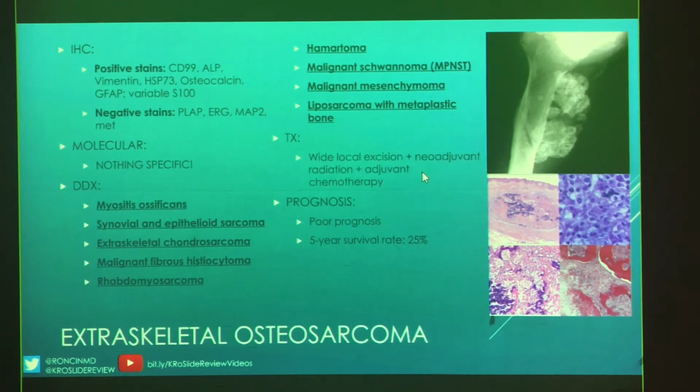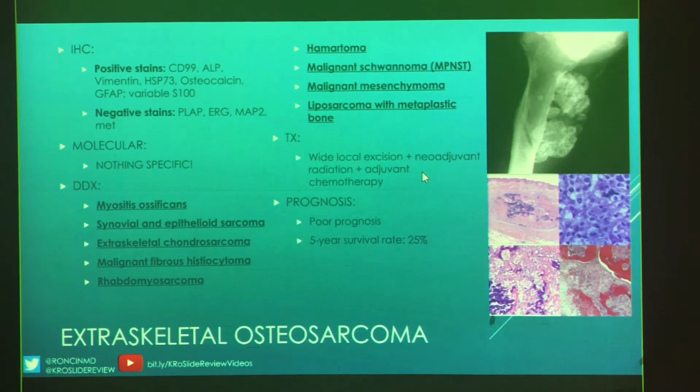So there is a lengthy list of differentials for you to go through. Treatment is going to be wide local excision, neoadjuvant radiation, adjuvant chemotherapy. And that's something to note because a lot of these lesions don't respond to chemotherapy. So that's something to keep in mind with this. Extraskeletal osteosarcoma has a very poor prognosis with a 5-year survival rate of only 25%. So this is something that you don't want to miss.